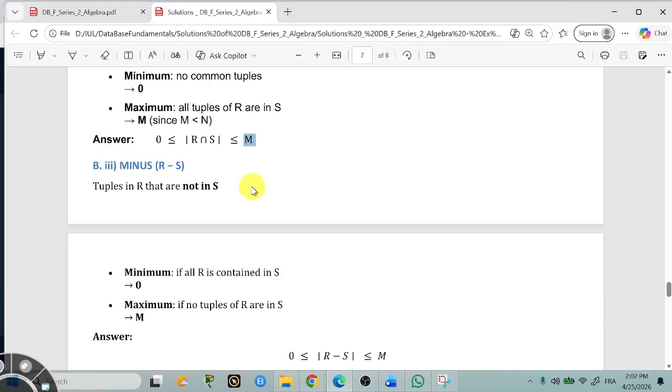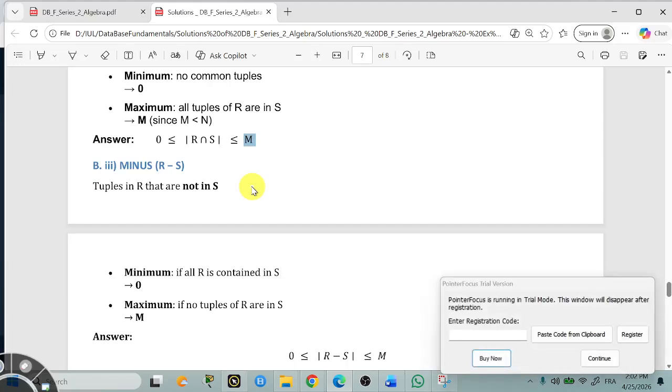How can we calculate this? What's the minimum of these? We should find the minimum and the maximum. Let's calculate the minimum number of these rows, the tuples in R that are not in S. The minimum is if R is totally in S. If R is totally in S, what does this mean?